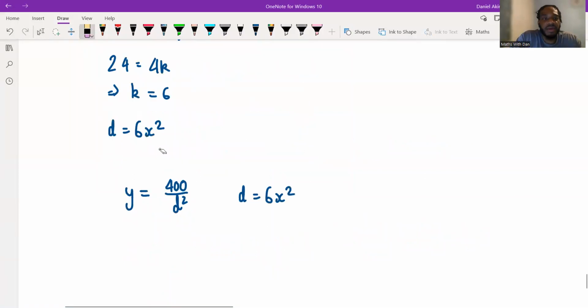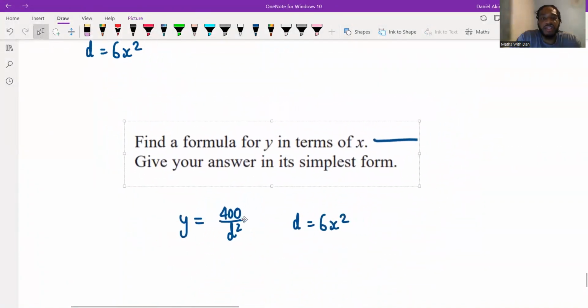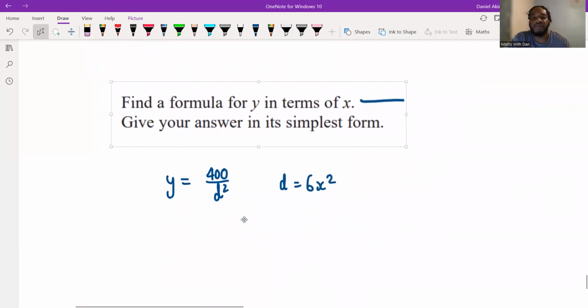Paste this here. Okay. And then I'll paste it right here. So paste. And then, I think I need to move this down a bit just so we have it. Okay. So we're here so far, right? And this is the question. Find a formula for y in terms of x. Give your answer in its simplest form.